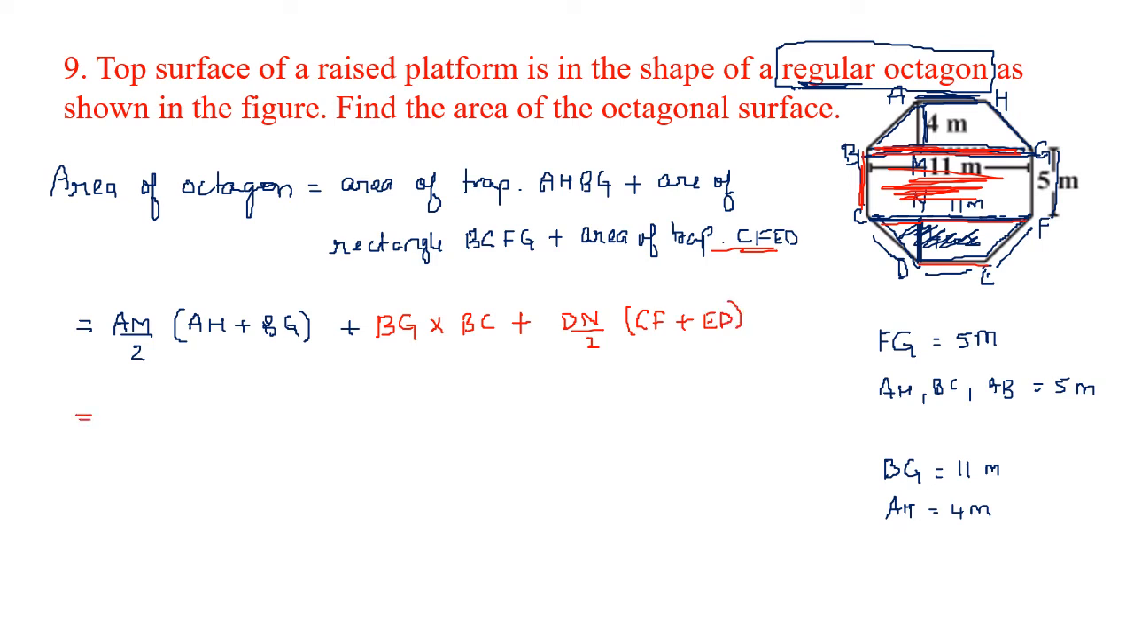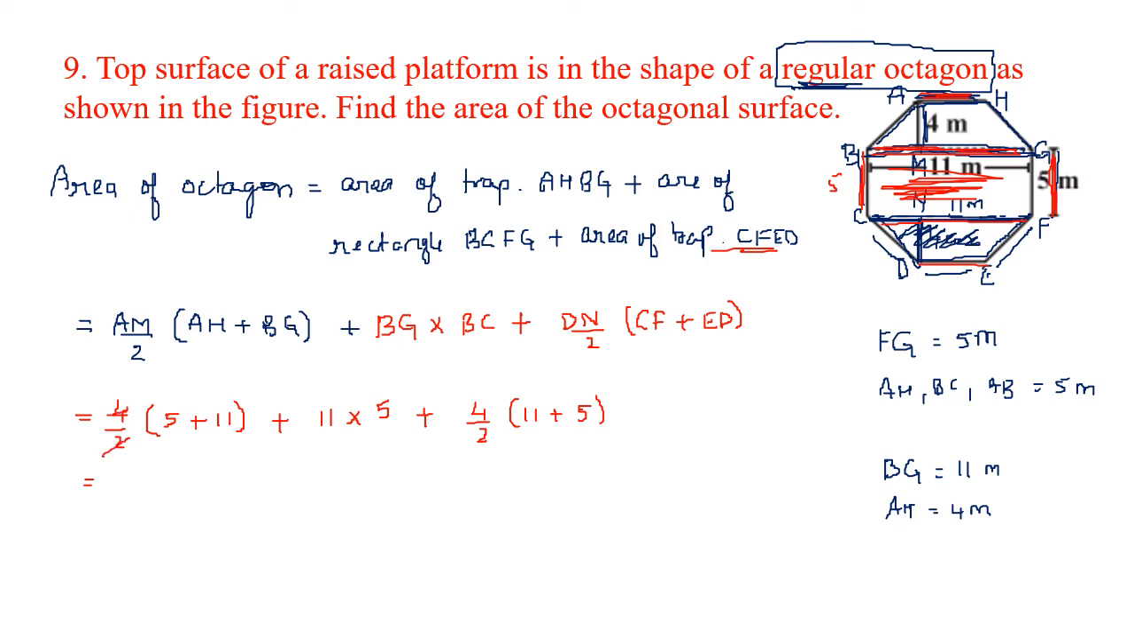So what do we have now? We have AM, that is 4 upon 2 plus AH. How much is AH? 5. Why is it 5? Because all the sides have to be equal. If this is 5, this will also be 5. Plus BG is given as 11. Plus, now BG is 11 into BC. BC is again 5 centimeter because all the sides are equal. 5 plus DN. DN is 4 upon 2. Again we get here CF, that is 11 plus ED, that is 5.